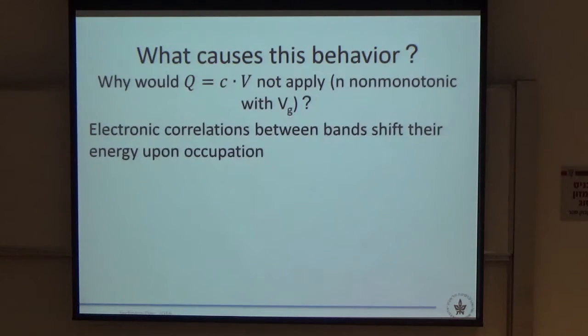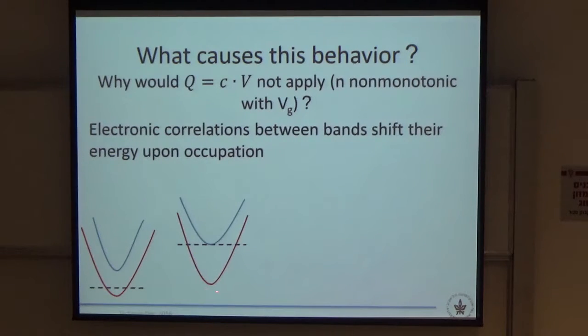Okay, so we thought about it for a long time, and then Moshe Goldstein came to our department, and he suggested that maybe there are interactions between the bands, and therefore they repel each other. He knows that from quantum dots. So let's say you have two bands, and then you try to populate these, and you have interaction, electron-electron interaction, or some kind of Hubbard model.